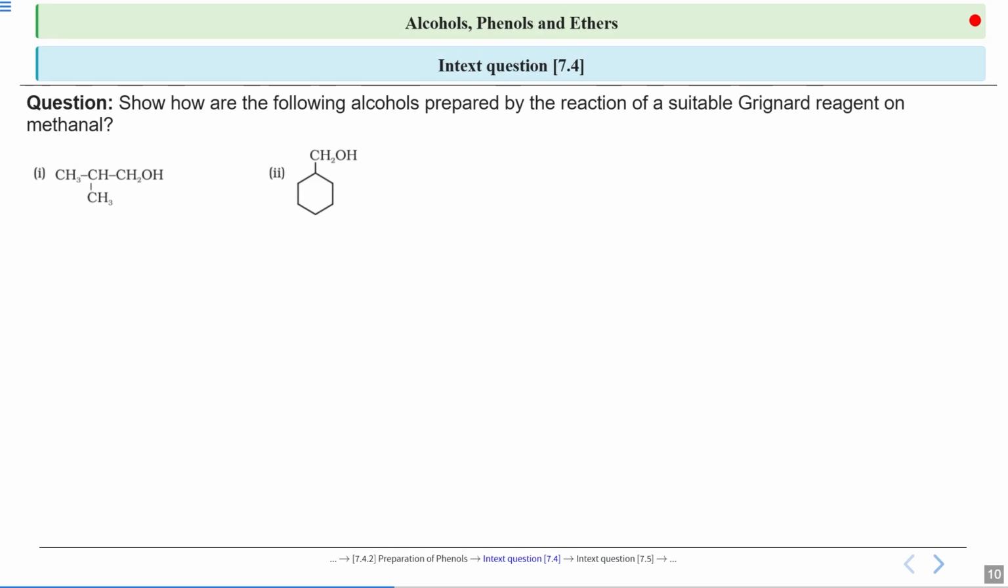Now let us solve some questions. So this is in-text question 7.4. In this question, show how the following alcohols are prepared by the reaction of a suitable Grignard reagent on methanol. So here you will solve this question, that how alcohols are prepared by using a suitable Grignard reagent on methanol. I'm giving you some time. You take 30 seconds and solve this question, and then we will discuss the solution. So your 30 seconds start now.